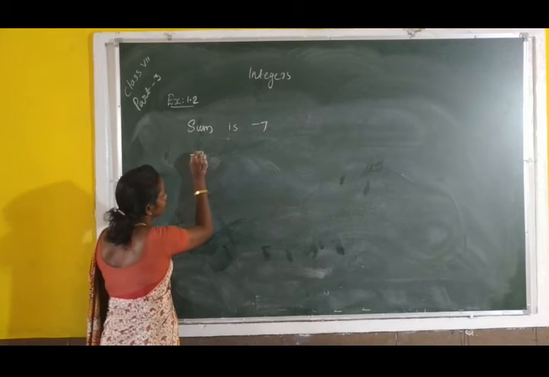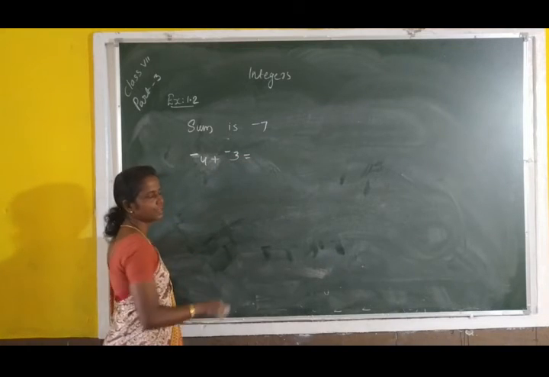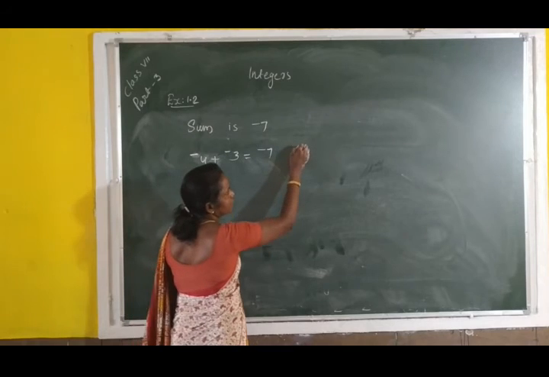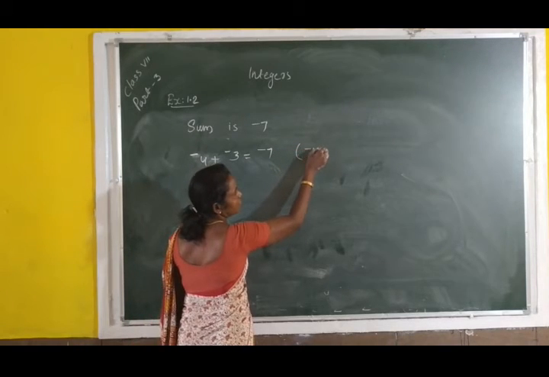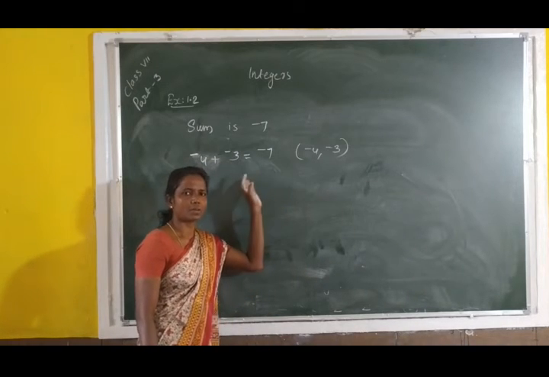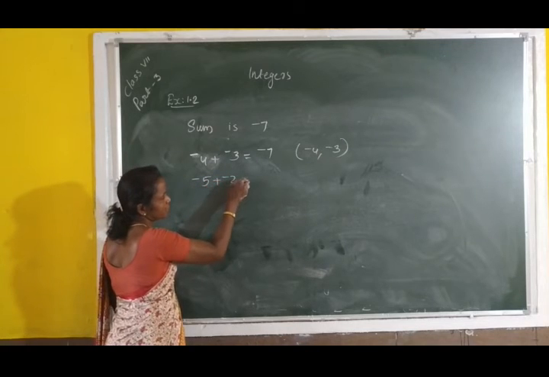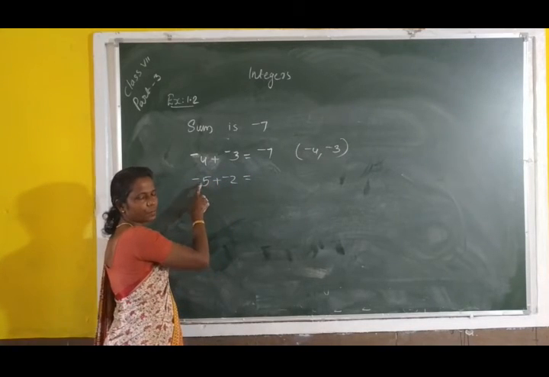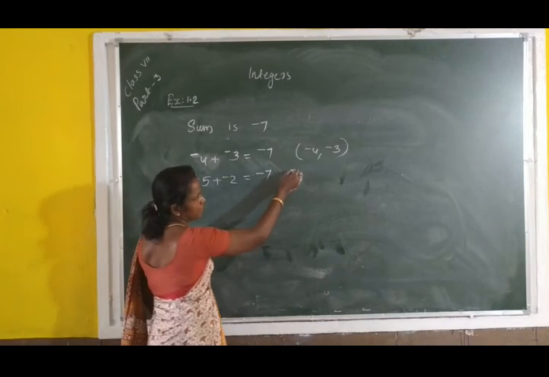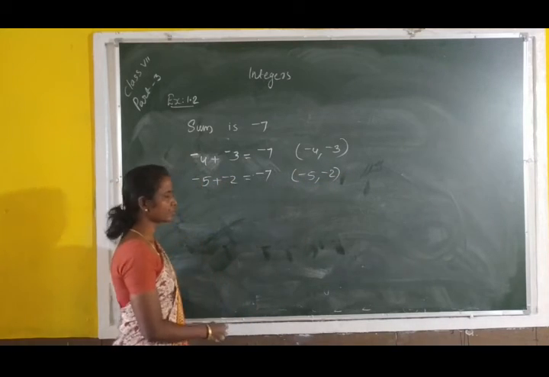Look, I write negative 4 plus negative 3. What is its answer? Negative 7. So we can take one pair, negative 4 and negative 3. This answer we can write. Or another, negative 5 plus negative 2. What is its answer? Negative 5 plus negative 2 is negative 7. So another pair, negative 5 and negative 2.